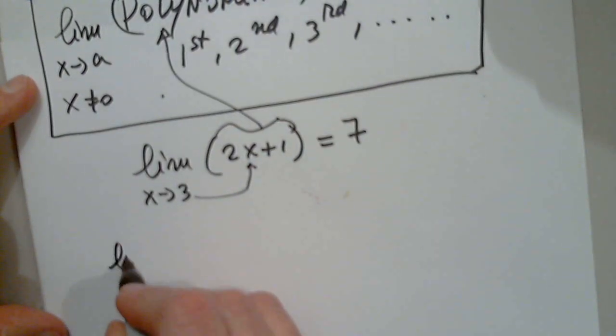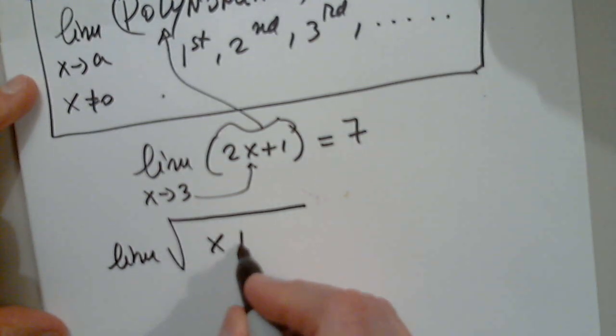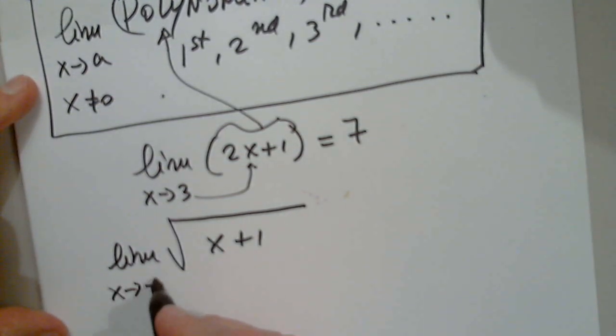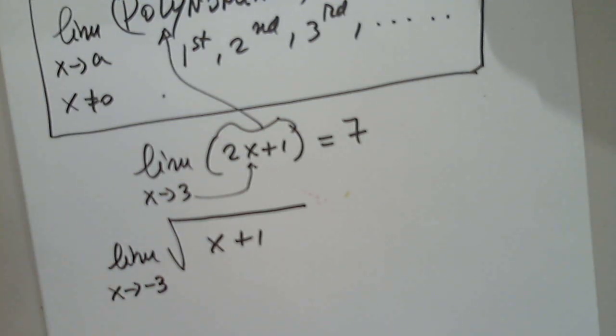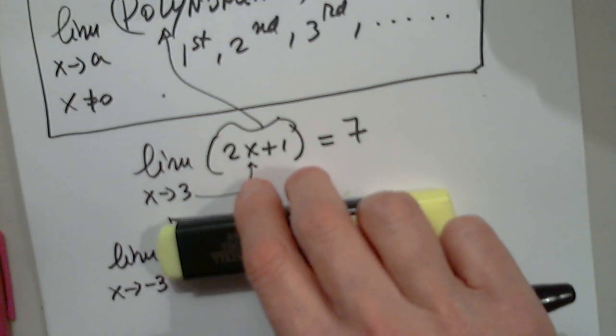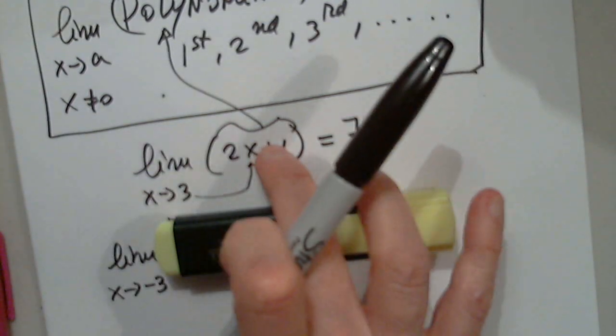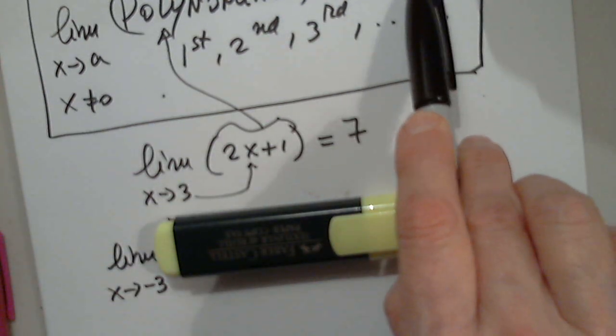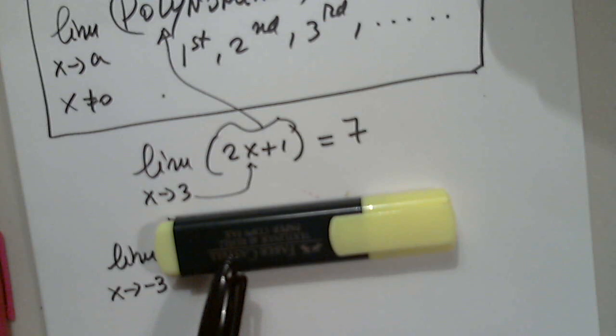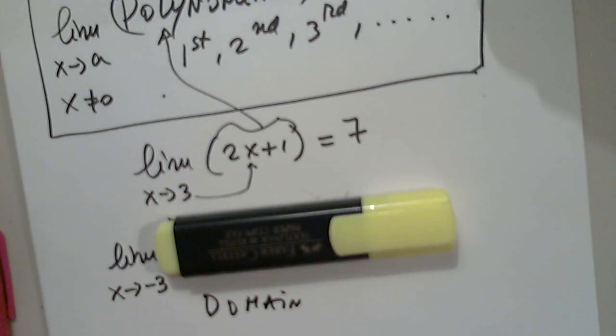Now, what about the limit of the square root of x plus 1 when x approaches negative 3? So I am going to cover this for a moment. See, first of all, here I identified it's a polynomial. I am allowed to plug it in. Here I have a radical. I need to find the domain of the radical first. If I cannot find the domain of the radical, I cannot apply this limit.